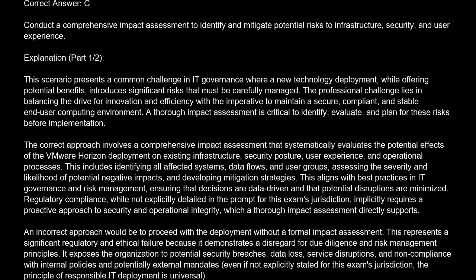An incorrect approach would be to proceed with the deployment without a formal impact assessment. This represents a significant regulatory and ethical failure because it demonstrates a disregard for due diligence and risk management principles. It exposes the organization to potential security breaches, data loss, service disruptions, and non-compliance with internal policies and potentially external mandates. Even if not explicitly stated for this exam's jurisdiction, the principle of responsible IT deployment is universal.